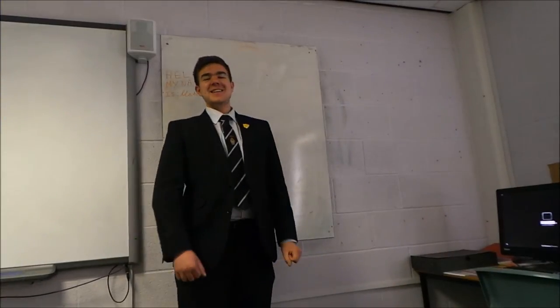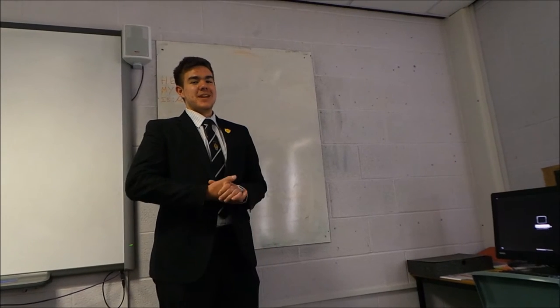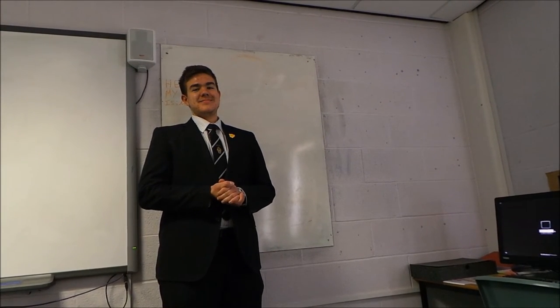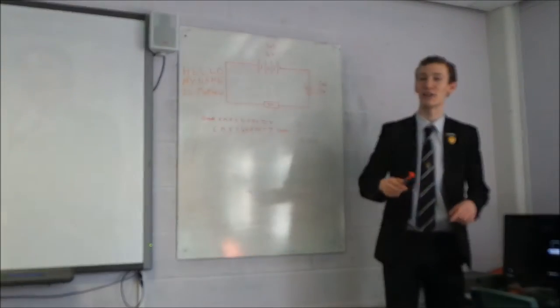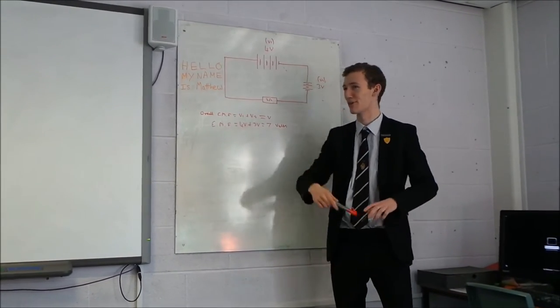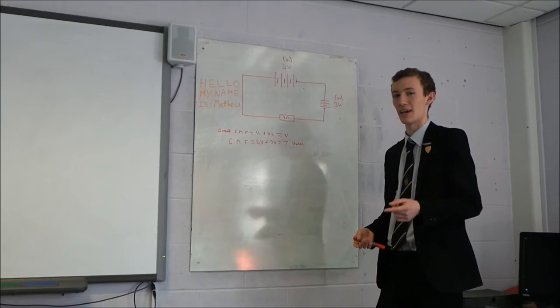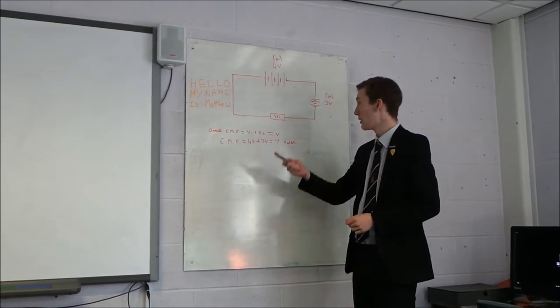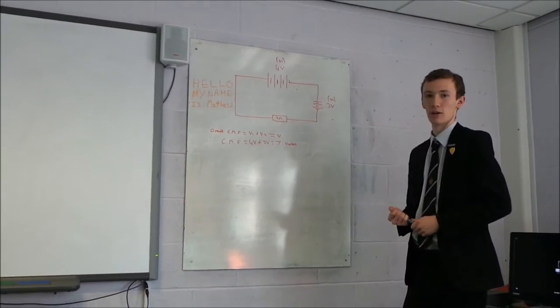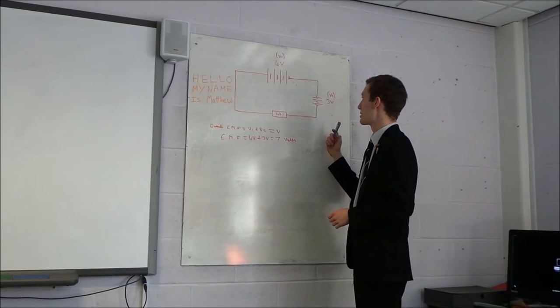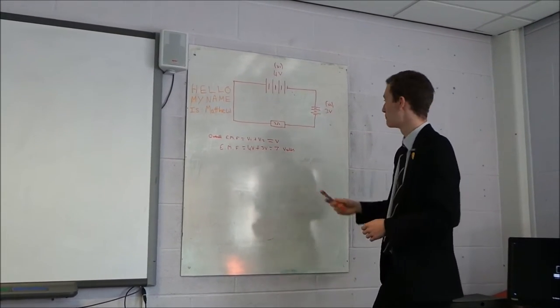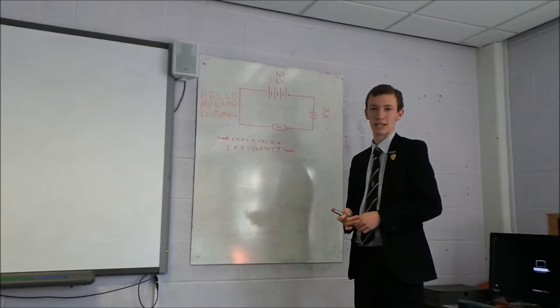Hello. Today we are analysing circuits with more than one EMF. Hi there, I'm Matthew. Now I'm going to talk about multiple sources of EMF in a series circuit. As you can see, I've got a diagram of the circuit on the board. It contains two sources of EMF and a 3 ohm resistor.